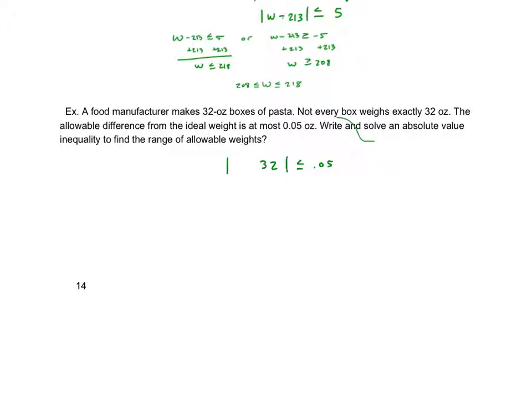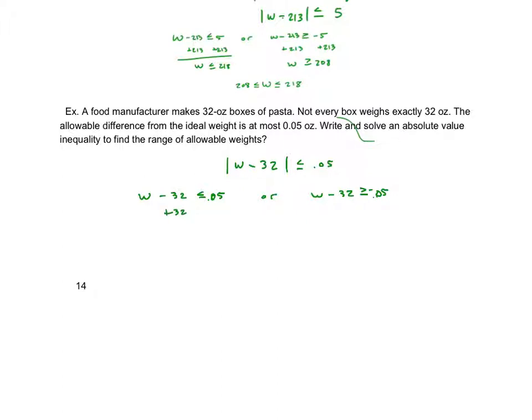Well, we just said that the absolute value is going to be the actual minus the ideal, and then, of course, our allowable difference. So now we can go ahead and separate our problem. So we have W minus 32 is less than or equal to 0.05, or W minus 32 is greater than or equal to negative 0.05. Making some mistakes here. It's getting late. So I go ahead and do my inverse operations and solve independently for both of these inequalities.